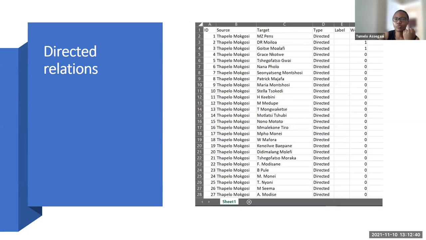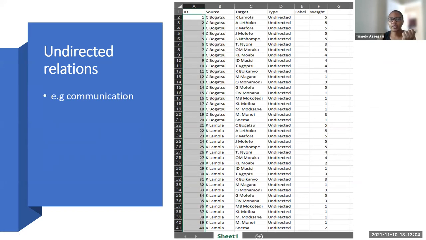I won't go too much into detail about this. Same here, if the person was talking to the other one, it would be one. If they didn't indicate any communication, that would be zero. And you would realize that the tables have something called directed. This is just a one or zero relationship, where you put the X. And where you put the numbers, those are called undirected relationships. This is just the language that the software uses.